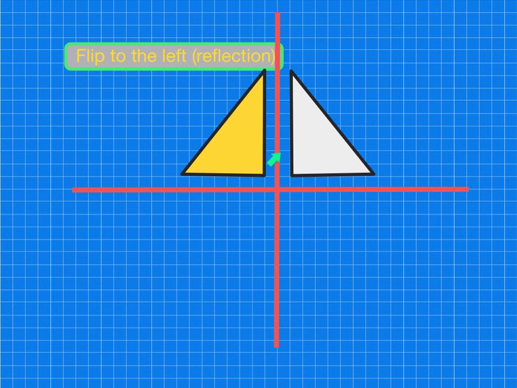So when I reflect it, or when I flip it to the left, I also need my reflection to have that same gap. So it needs to be one space or one unit above the x-axis and one unit from the y-axis. So if I had my triangle that was set 2 or 3 spaces away, the reflections should also be 2 or 3 spaces away from my axes.